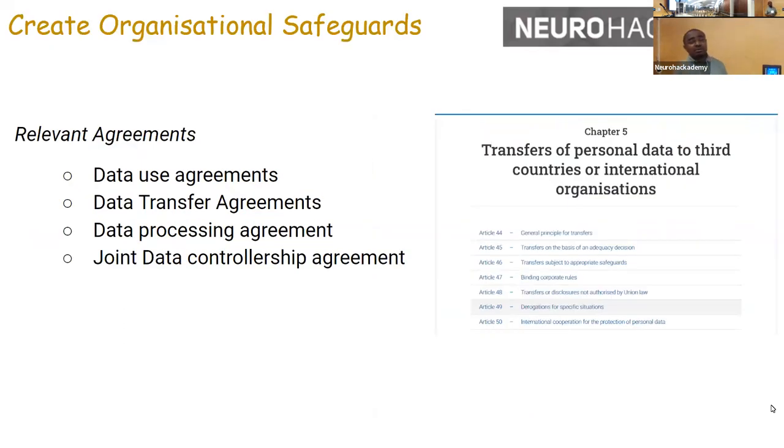So apart from identifying a legal basis for processing, you have to create organizational measures. Relevant agreements, as I mentioned earlier: data use agreements, data transfer agreements, data processing agreements, and joint data controllership. Controllership is when you control the purposes and means of processing. If you control the purposes and means of processing the data, you're the data controller. You're not the owner of the data, but you're the data controller. Two or three people can have this responsibility. And if there are two or three within the data pipeline, then it's joint controllership. The reason why this is important is that in cases of breach, the data controller is the one liable.